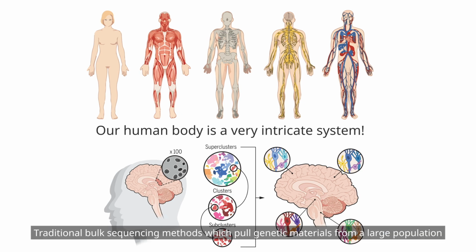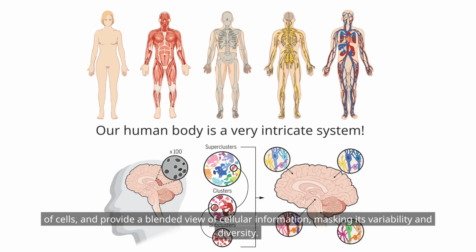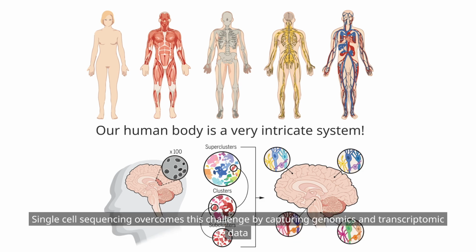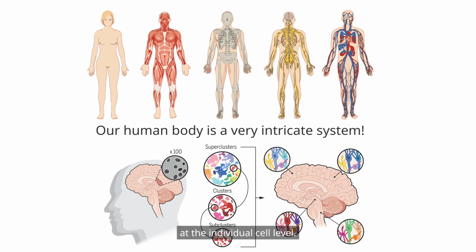Traditional bulk sequencing methods, which pool genetic material from a large population of cells, provide a blended view of cellular information, masking its variability and diversity. This limitation is particularly obvious in complex conditions like cancer and brain disease. Single-cell sequencing overcomes this challenge by capturing genomic and transcriptomic data at the individual cell level.